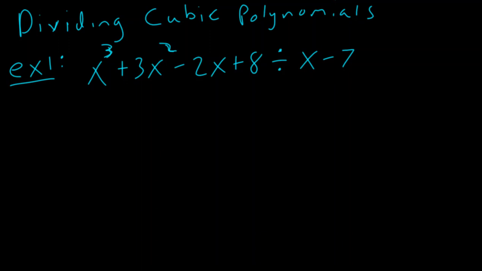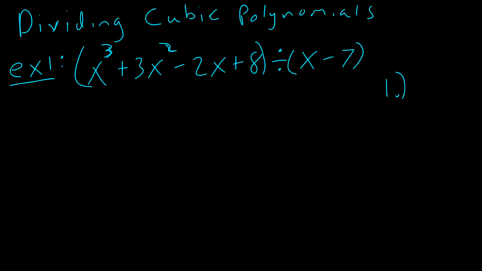Alright, and welcome to dividing cubic polynomials. Now guys, in our very first example, we have (x cubed plus 2x squared minus 2x plus 8) divided by (x minus 7). And guys, it's always so key, I should be putting all of these in parentheses. If I forget, you should be like, bad Mr. Hastings.